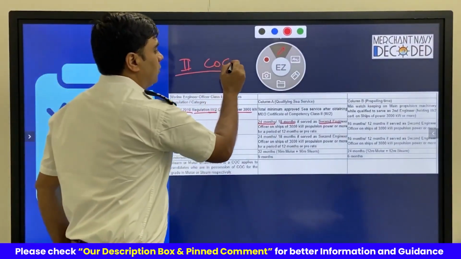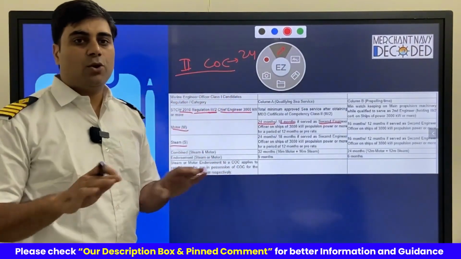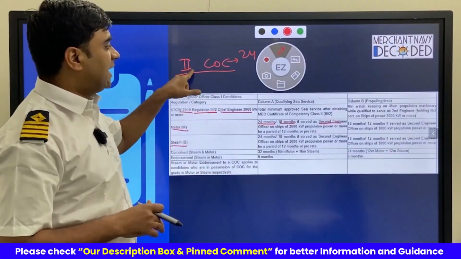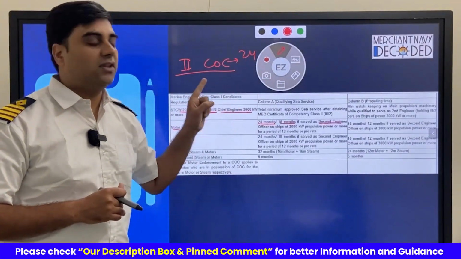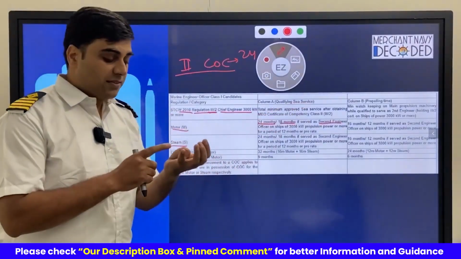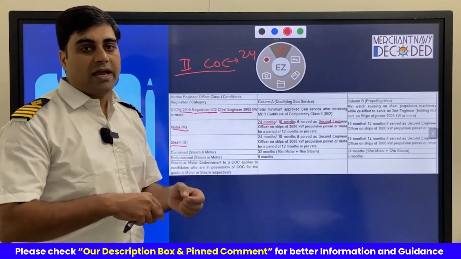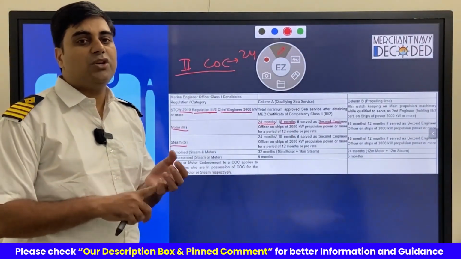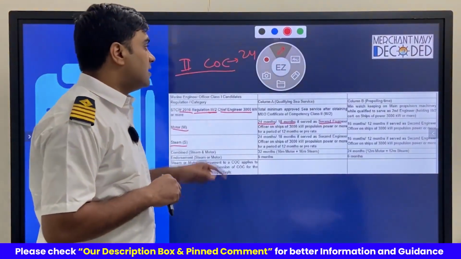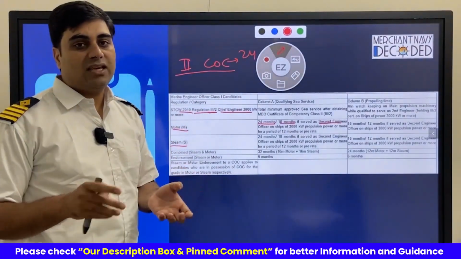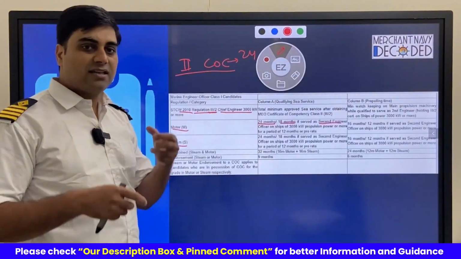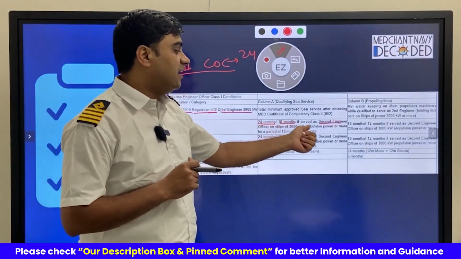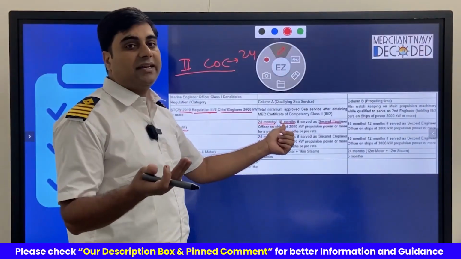After that, you need 24 months of sea time, and no question is asked whether you sailed as second engineer, third engineer, or even as a fourth engineer. If that is the case, then you have to do 24 months of qualifying sea service. That means from the day you clear MEO class 2 and join, till you finally apply for the MEO class 1 exam, you need to have 24 months of sea time. In this case, nobody is asking whether you sailed as a second, third, or fourth engineer. So 24 months.